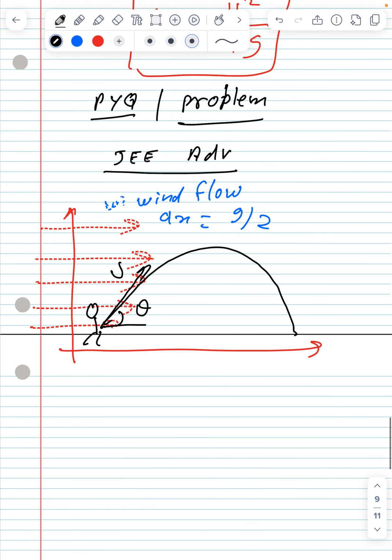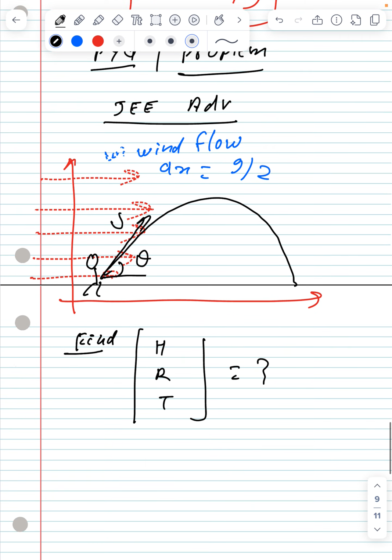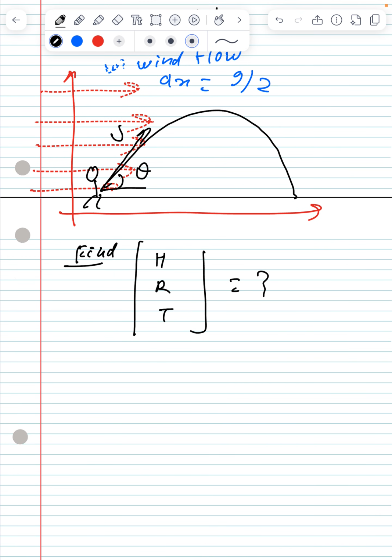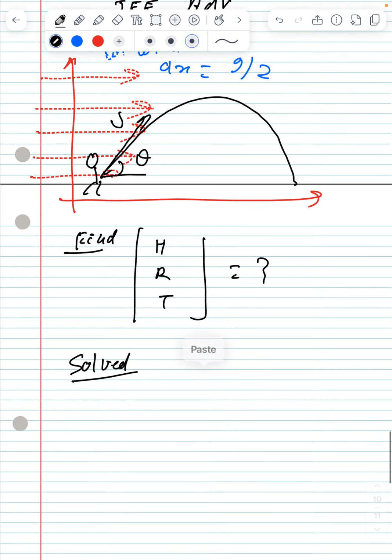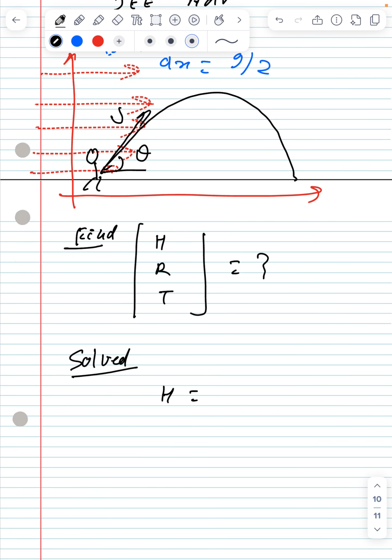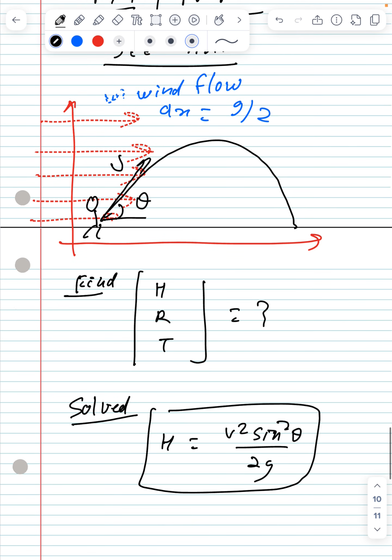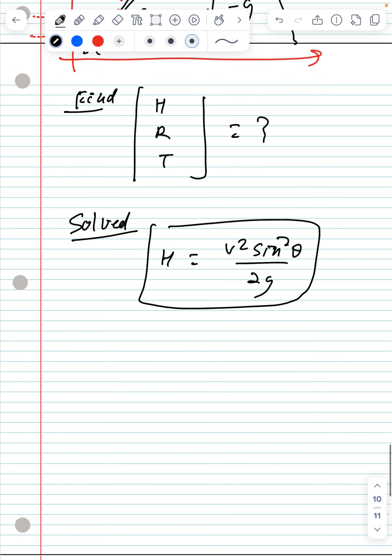wind flows, right, with acceleration ax equal to g by 2, and a particle is projected like this from this point with velocity u at angle of projection theta. Find the height of the projectile, range and flight time. Simple calculations.